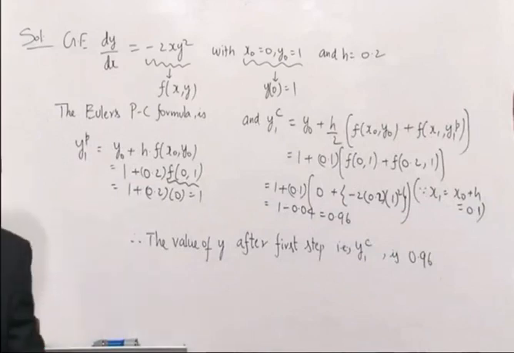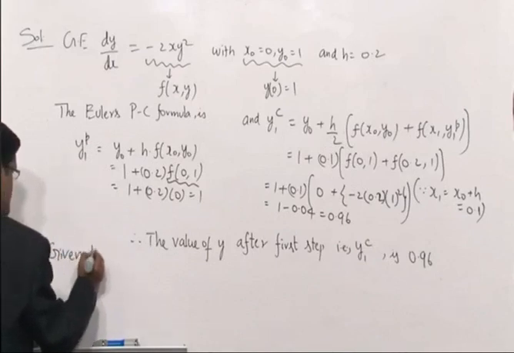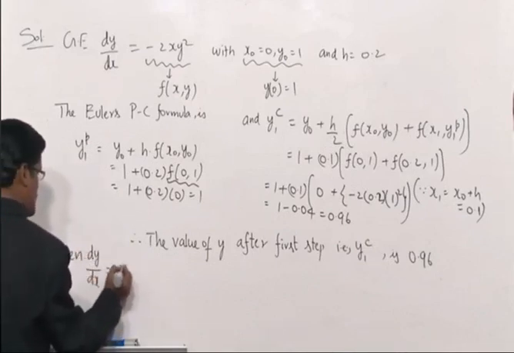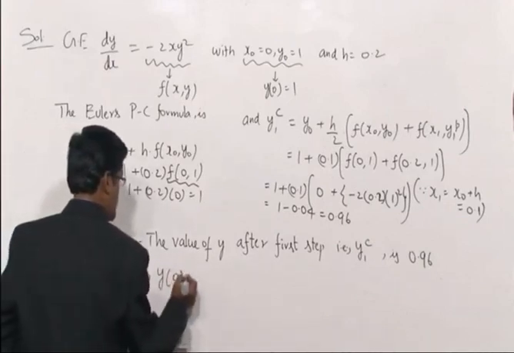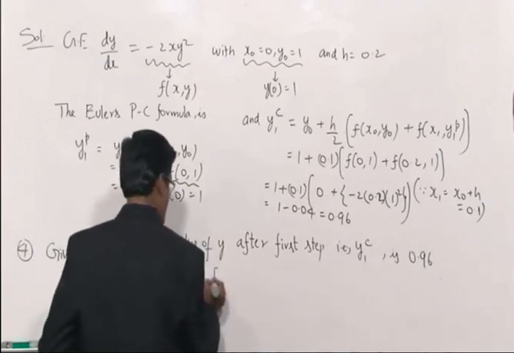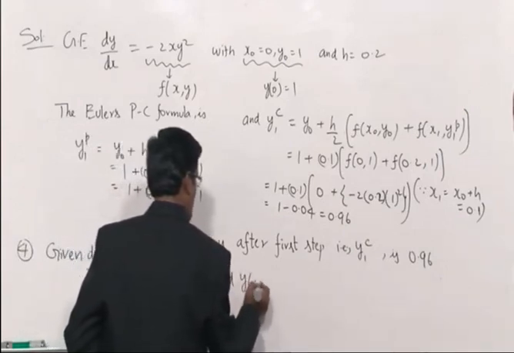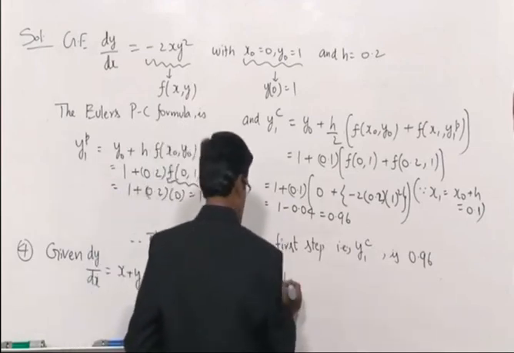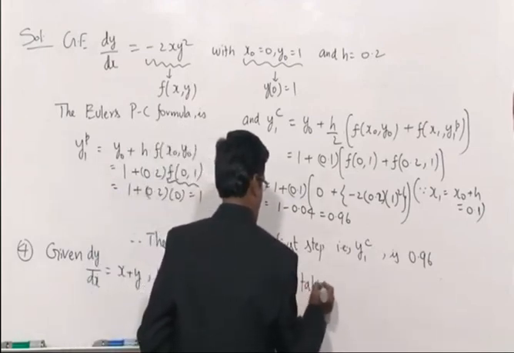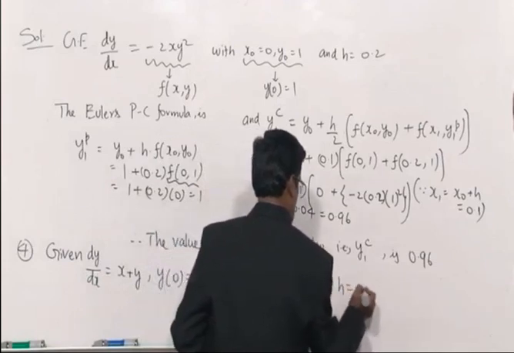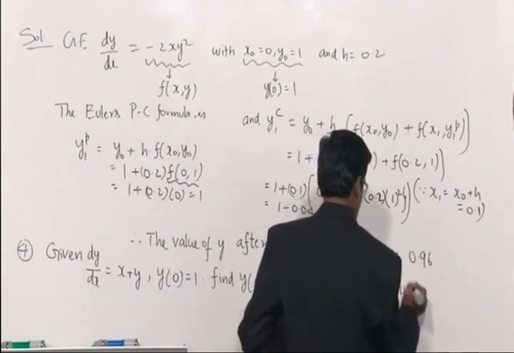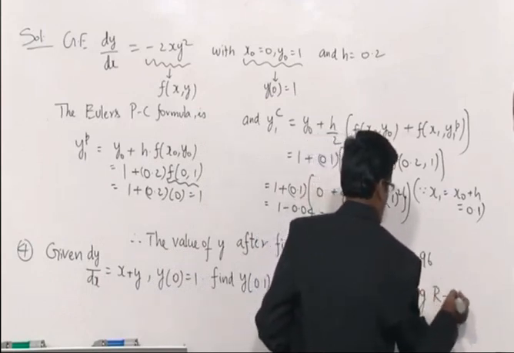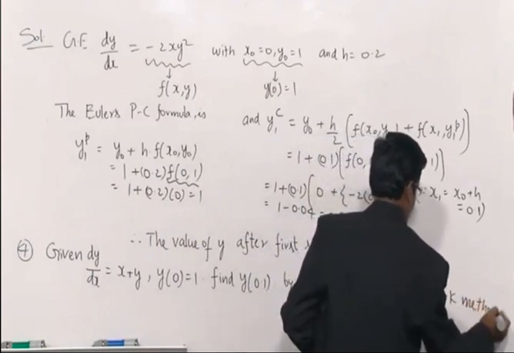Fourth problem. Given dy by dx is equal to x plus y, that is already in standard form. Initial condition is y of 0 is equal to 1, that is y value 1, x value 0, full stop. Find y of 0.1 by taking h is equal to 0.1 and using Runge-Kutta method.